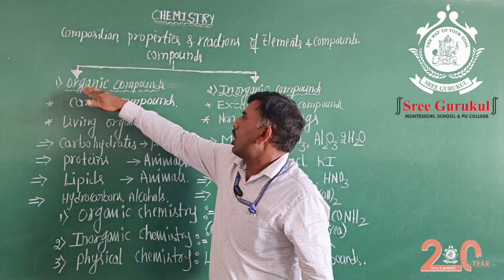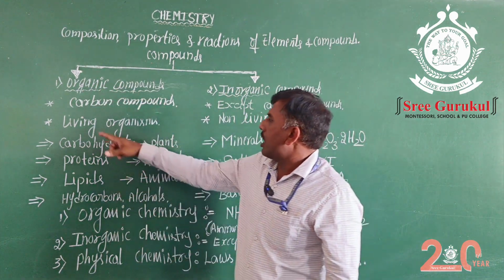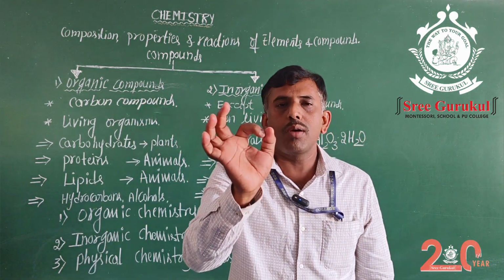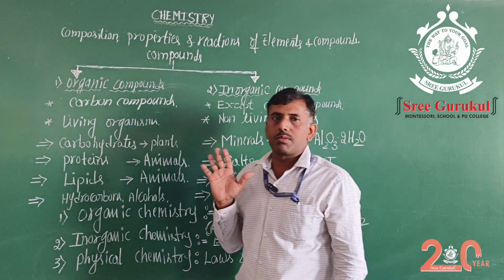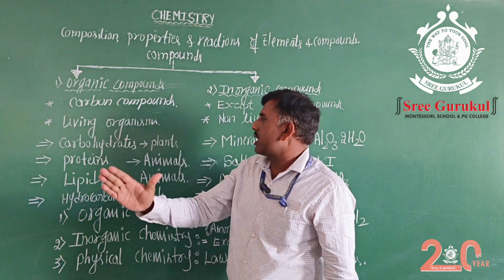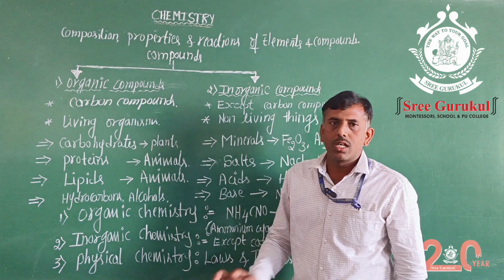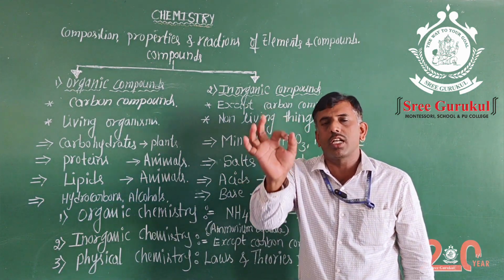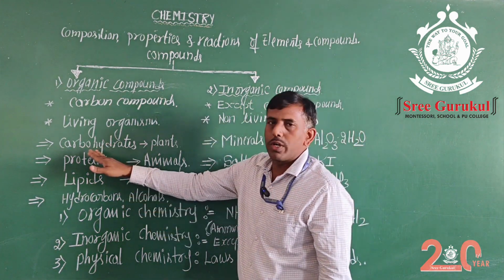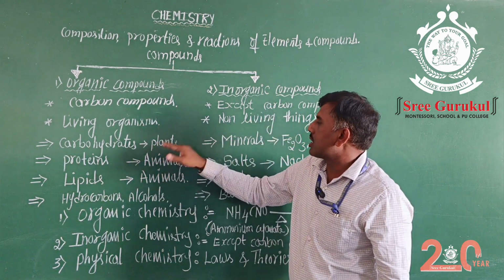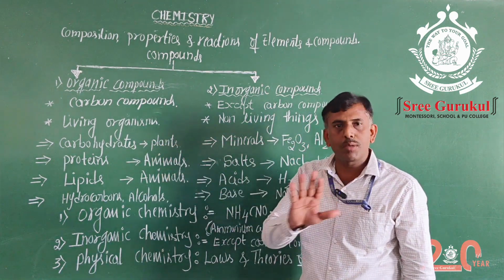Dear students, almost all organic compounds are obtained from living organisms. All of you listen here. The best examples of organic compounds are carbohydrates. Glucose, starch, cellulose, etc. are the best examples of carbohydrates. Almost all carbohydrates are synthesized by plants. It is clear the point.